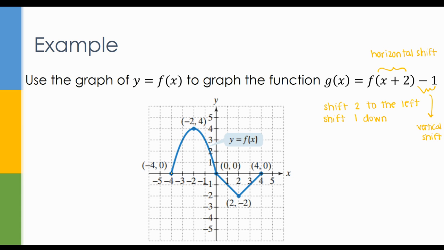So I'm going to start at this negative 4, 0. I'm going to go 2 to the left and 1 down. Here's my new point. Now I'm going to go up to this negative 2, 4. I'm going to move 2 to the left, 1 down, plot my point. From the origin, I'm going to go 2 to the left, 1 down, plot my point. From the point 2, negative 2, 2 to the left, 1 down, plot my point. And then from 4, 0, go 2 to the left, 1 down, plot my point.